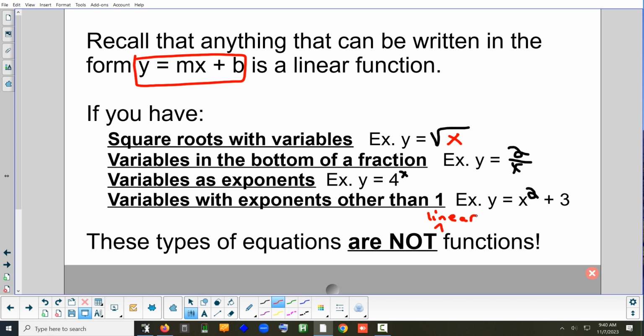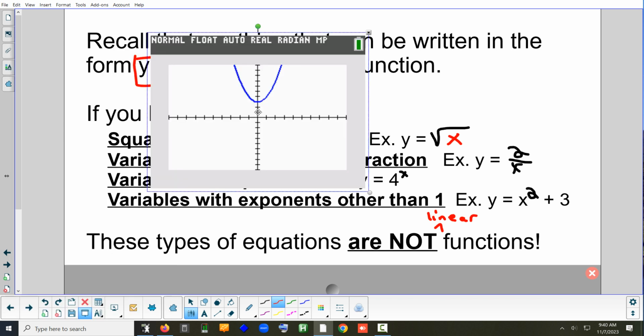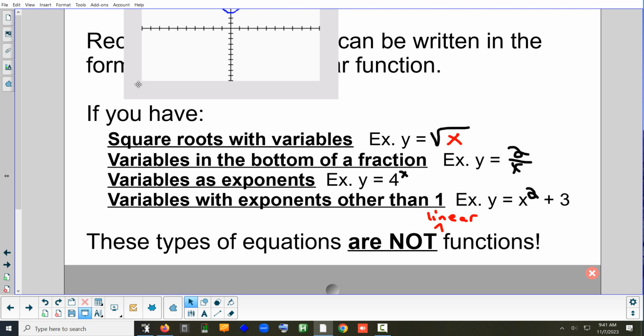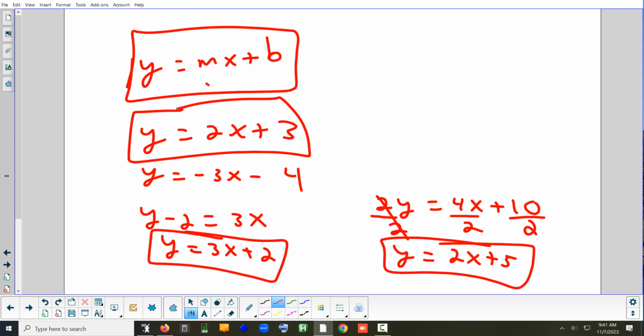They might be functions, right? If we look at this one, does that pass the vertical line test? Yeah, if you draw a vertical line, it only hits it once. So it's a function, but it's not linear. Okay, so those are the things you want to look for when you're looking for something that's non-linear. These are the kind of things you want to look for when you're looking for something that is linear.